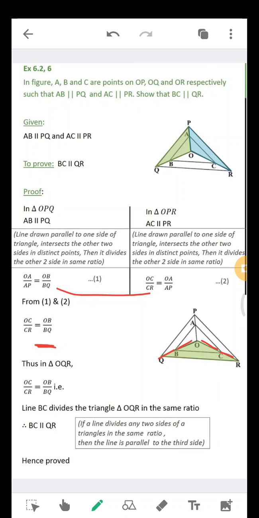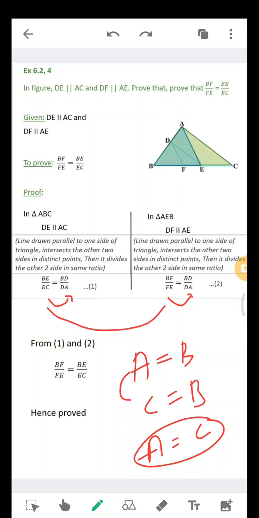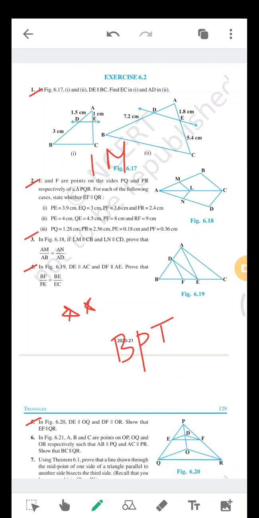Okay, the sides of a triangle are divided in the same ratio. So the line which divides them in the same ratio is BC here. So this line will be parallel to the third side. As the sides are divided in the same ratio, OC by CR is equal to OB by BQ, I can say line BC divides the triangle in the same ratio. So BC is parallel to QR here. Very simple. In all the three equations, I applied the same theorem, and even the steps are the same. Very simple. Complete it and even practice it. Right.